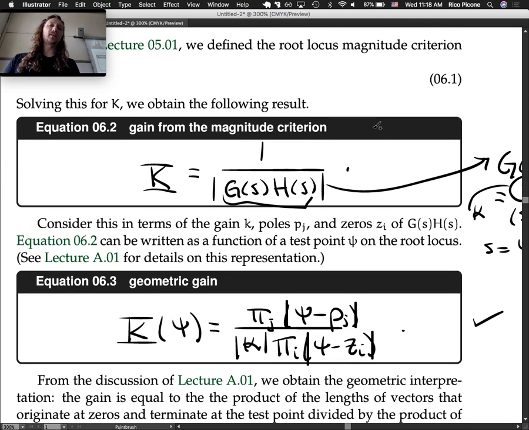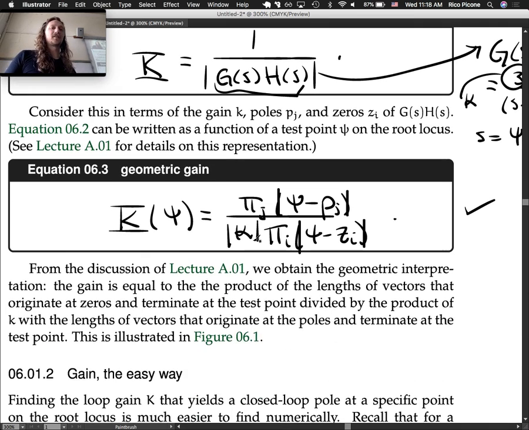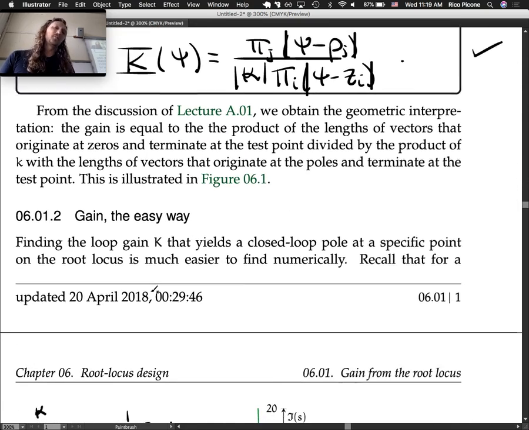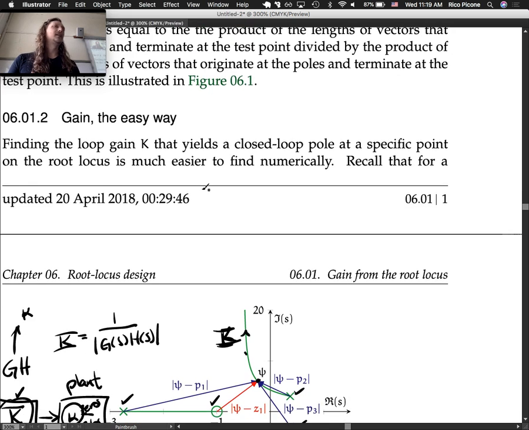There's also just the analytic way of plugging in your test value here, algebraically, and just finding what the value is. So taking the magnitudes, using our typical analytic plug and chug, right? There's the geometric way, thinking about lengths of vectors to the test point. So those are the 6.2 and 6.3 ways. And then there's the MATLAB way, or as I call it, the easy way.